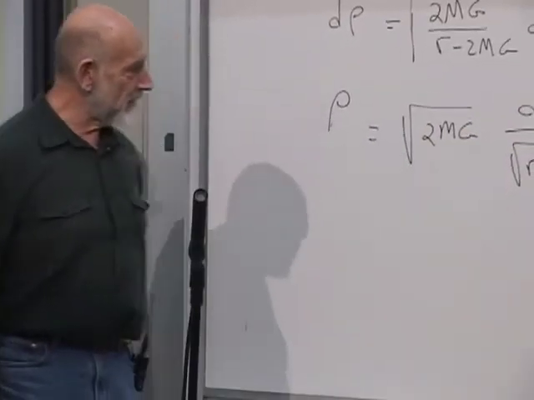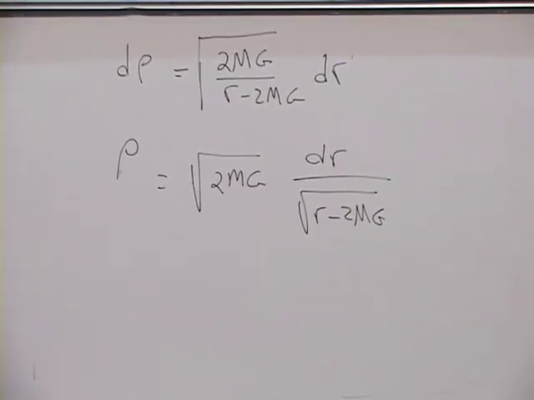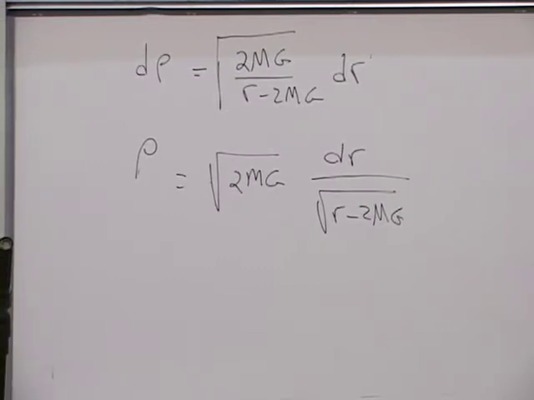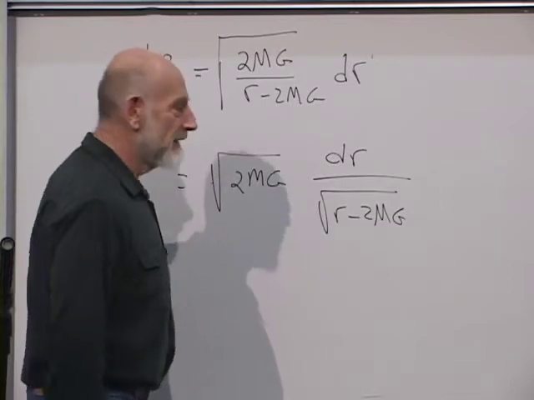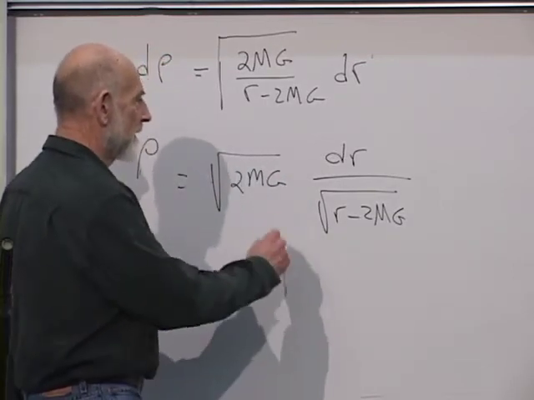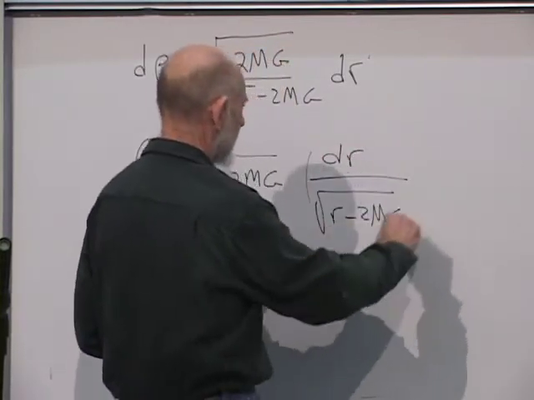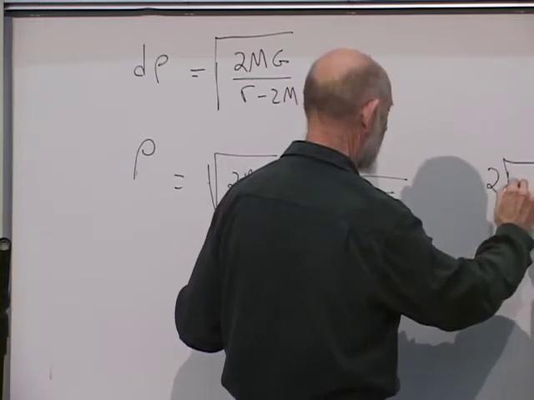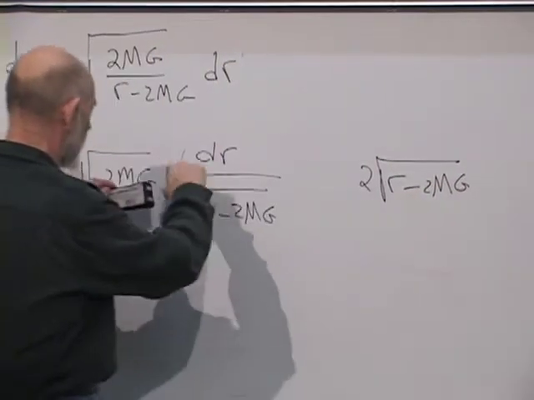Anybody smart enough to do that integral? Takes me about 10 minutes. I'm going to wait for somebody else to do it. 2 times square root of r minus 2mg. Yeah, I think I heard you say it right. This integral over here is 2 times the square root of r minus 2mg. That's the integral of this.